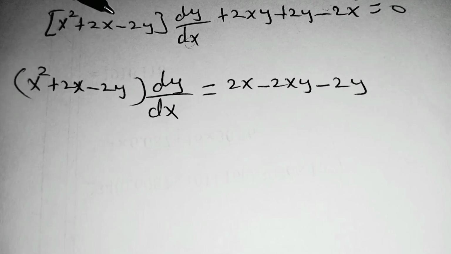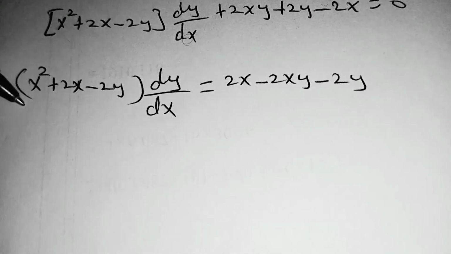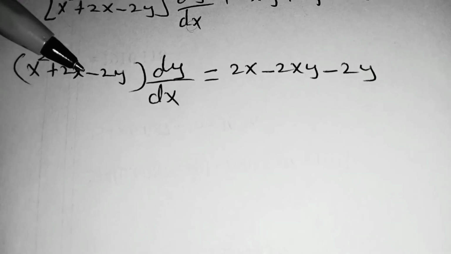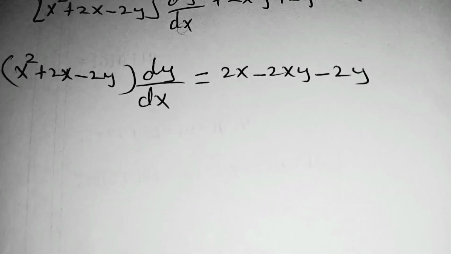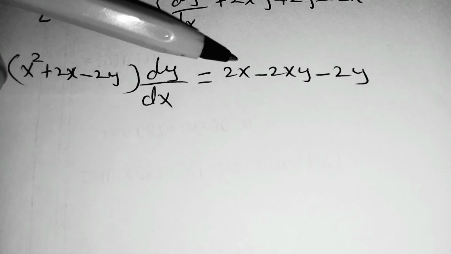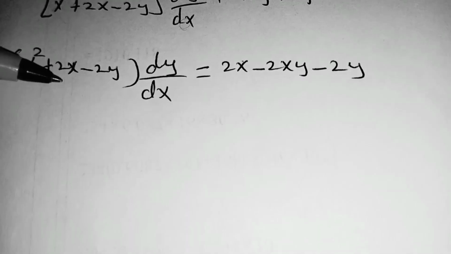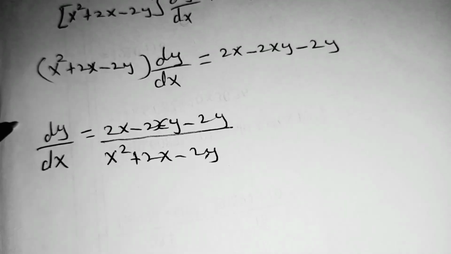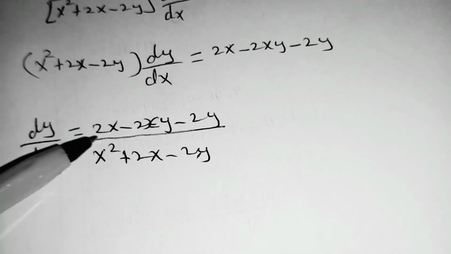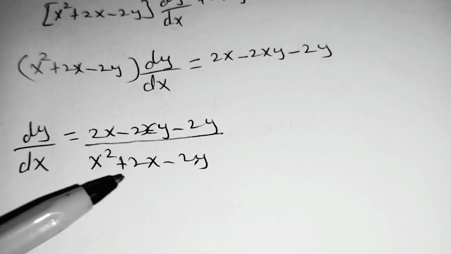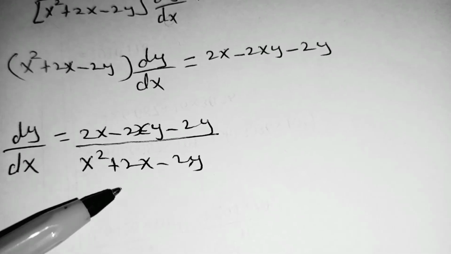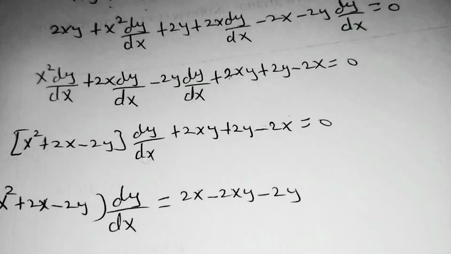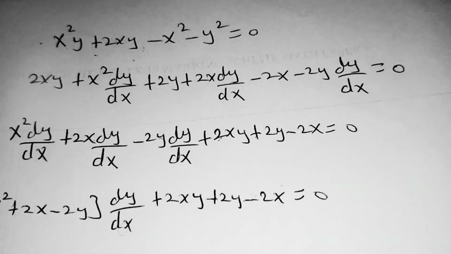Then the objective is to obtain dy/dx. So we divide both sides by x squared plus 2x minus 2y. So dy/dx will be equal to this part here divided by x squared plus 2x minus 2y. So our dy/dx is equal to 2x minus 2y divided by x squared plus 2x minus 2y. So that is how you obtain the derivative of an implicit function.